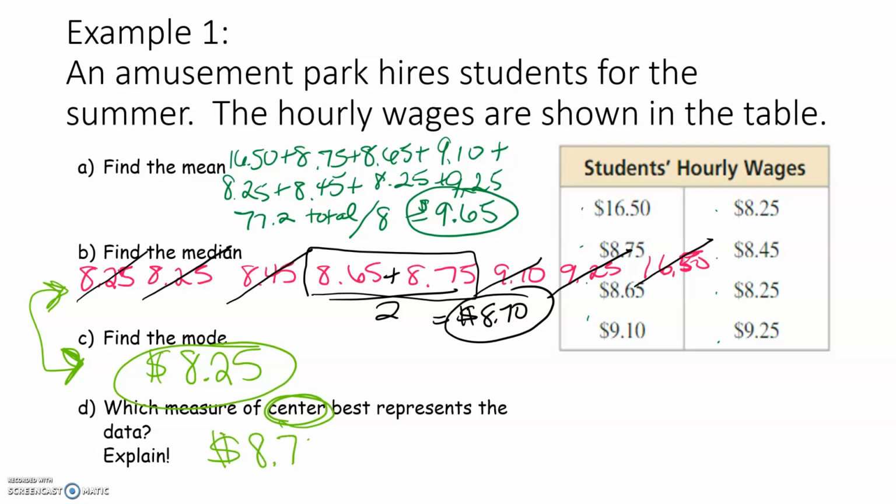So I would probably pick 8.70. Okay, I think that represents it the best. Most of the numbers start with 8s. So if we do an explanation, I think we have 5 numbers that start with 8. Okay, and then 8.25 is actually the lowest number, so it's not a very good representation of the center, so that's why we pick the median.